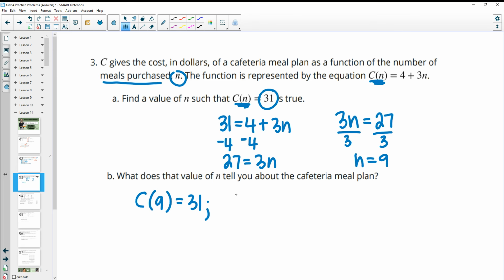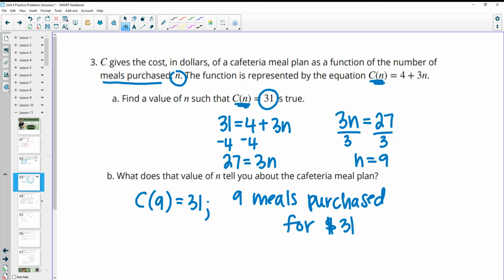It means that when 9 meals are purchased, it costs $31. So 9 meals are purchased for $31. Or the cost of 9 meals is $31, however you want to say it.